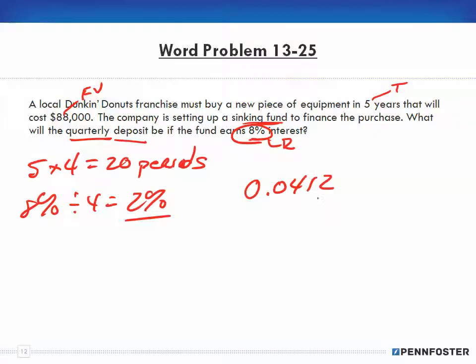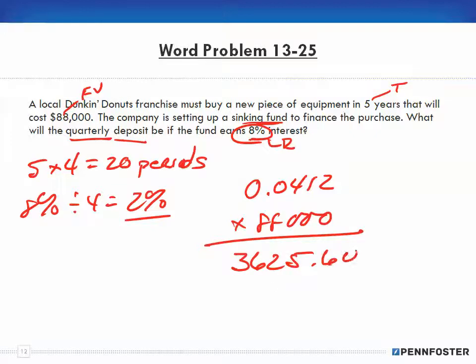0.0412, and we're going to multiply that by the $88,000, and that means we would have to make a quarterly payment of $3,625.60 each quarter in order to have the $88,000 in the future, 5 years from now.